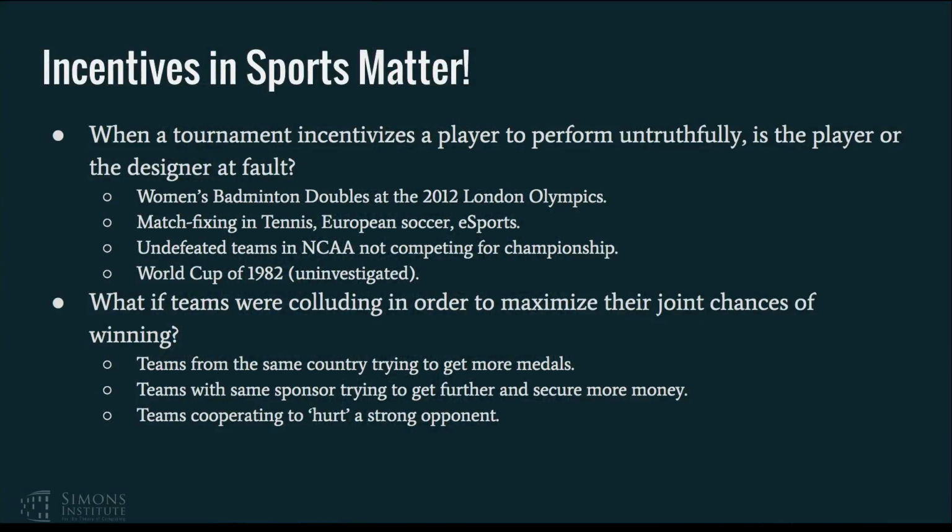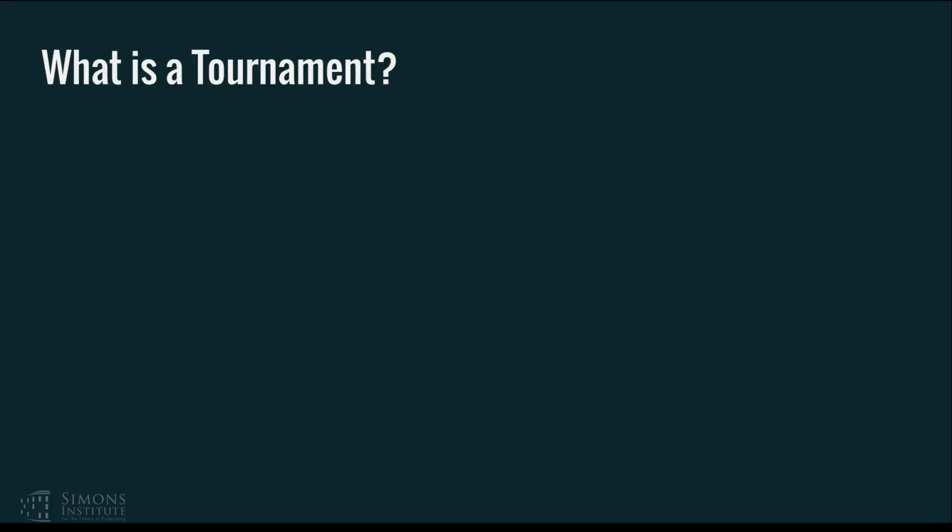You can imagine this was teams unilaterally being untruthful in order to improve their chances of winning the tournament. You can imagine reasons why teams might collude in order to increase their chances of winning, and this is what we try to investigate in this paper. So what is a tournament? How do we model tournaments?